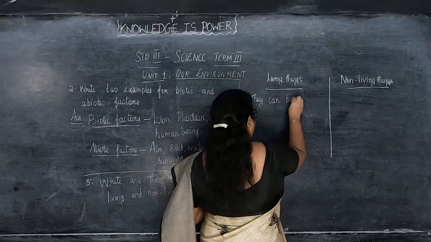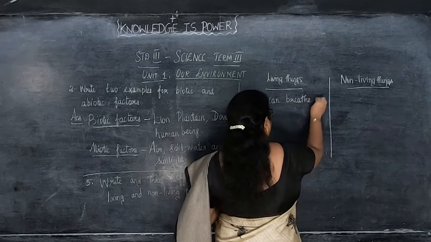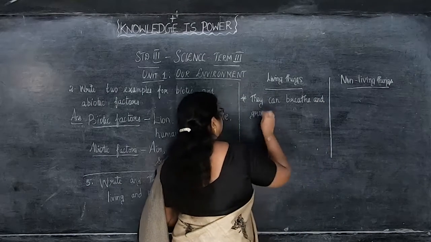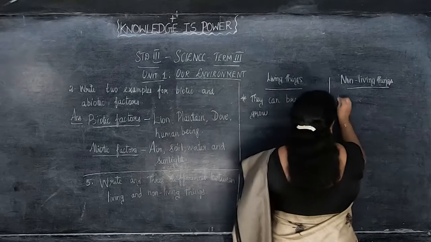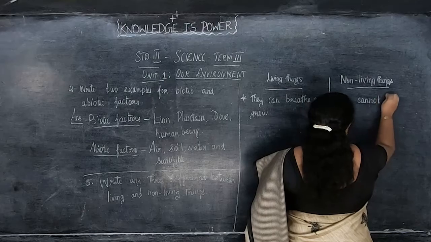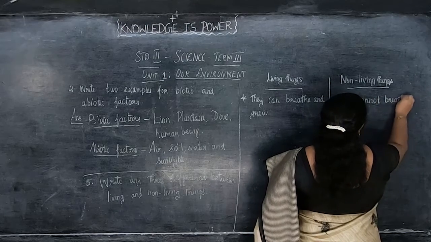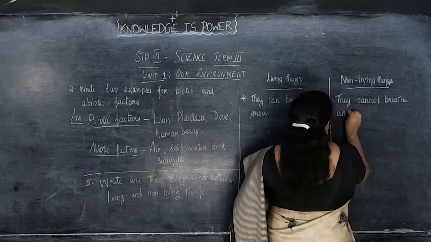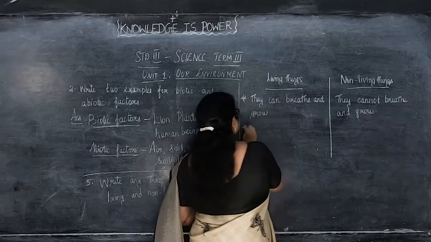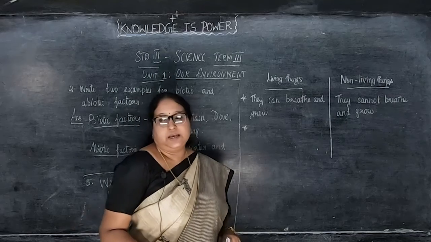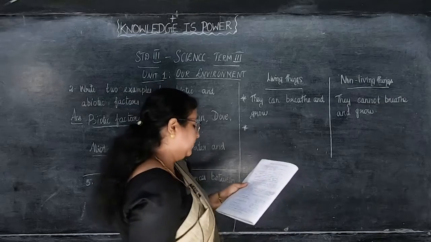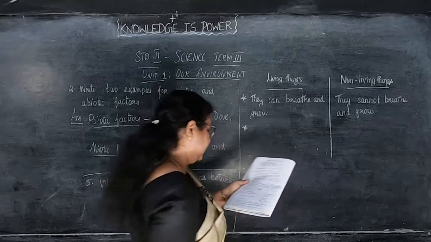So the first one, they can breathe and grow. They cannot breathe and grow. Living things can breathe and grow. Non-living things cannot breathe and grow. Non-living things cannot breathe, while the living things can breathe as well as they can grow also. Already I have explained this to you while I was taking the lesson, right?